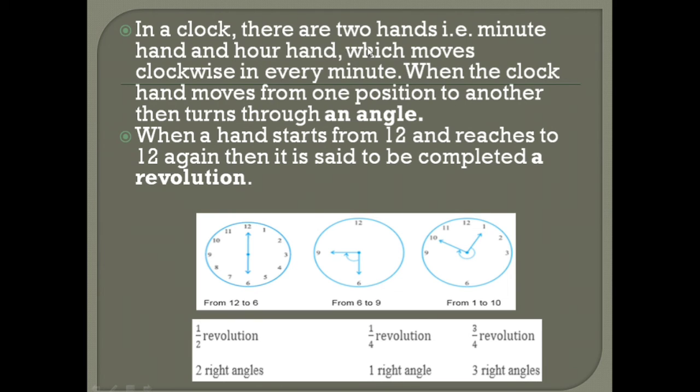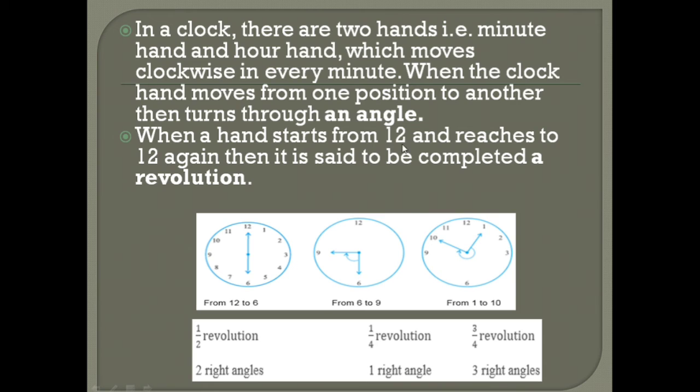In a clock, there are two hands, the minute hand and the hour hand, which move clockwise every minute. When the clock hand moves from one position to another, it turns through an angle. Now when this hand is moving from one position to another, it is making an angle. So in the clock also an angle is being made.